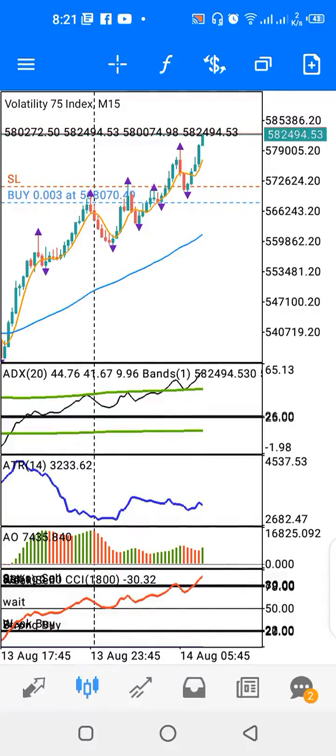Today we'll be looking at a strategy you can use to trade a volatility 75 index on the 15 minutes time frame. On the screen I have V75.